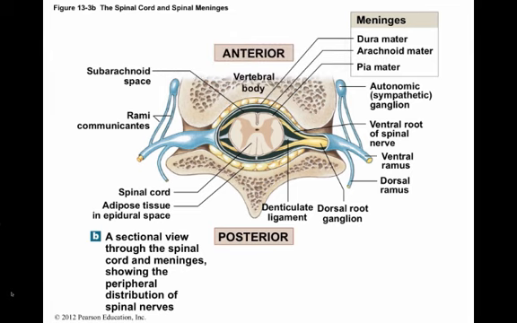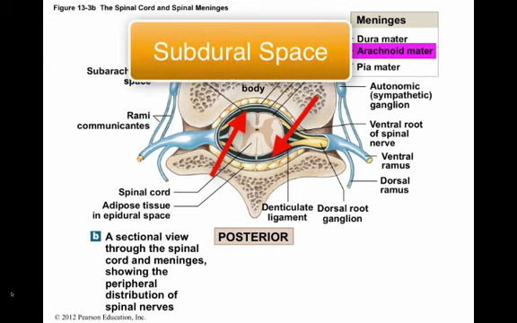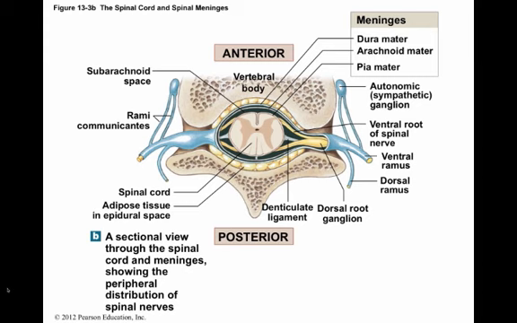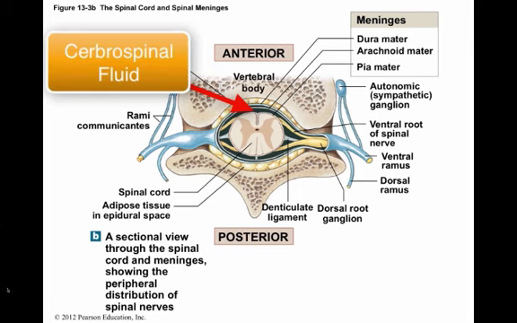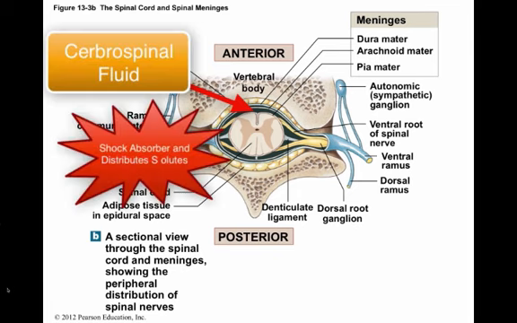The middle meningeal layer is called the arachnoid mater. The space between the dura mater and the arachnoid mater is termed the subdural space. The space between the arachnoid mater and the pia mater is termed the subarachnoid space. The subarachnoid space is filled with cerebrospinal fluid, which acts as a shock absorber and a medium to distribute dissolved gases like oxygen, as well as nutrients, waste products, and chemical messengers.